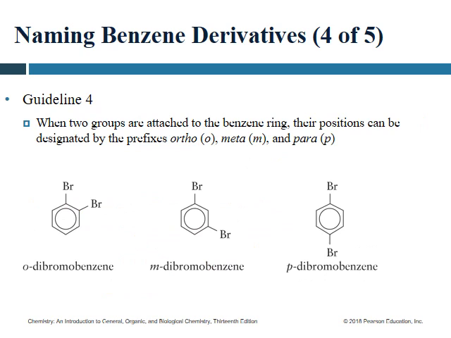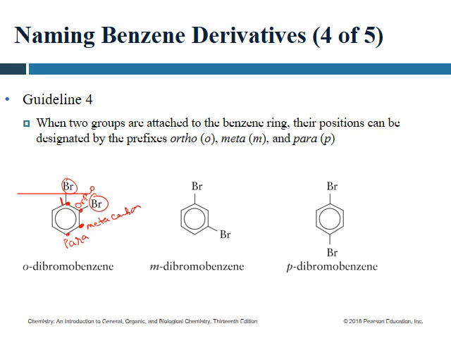The 4th rule says when two groups are attached to the benzene ring, their position can be designated by the prefix ortho, meta and para. So what do ortho, meta and para mean? If you have two groups attached to the benzene, let's say in this particular example you have 2 bromine. So one of the bromine is attached to this carbon, we treat this carbon as 1, and the next carbon to the one, we call ortho. The next carbon is your meta carbon, and this is para.